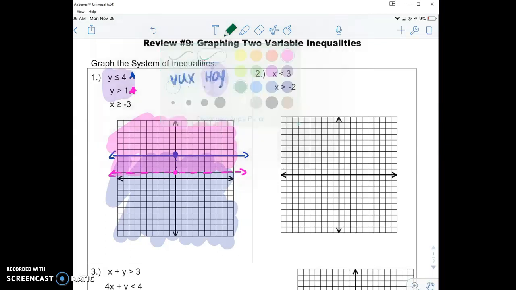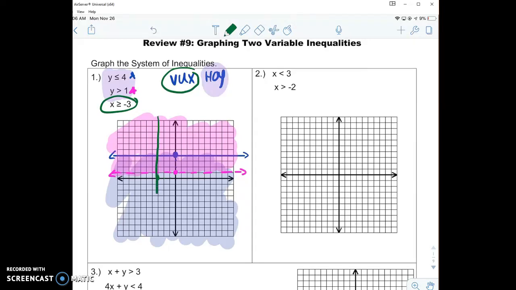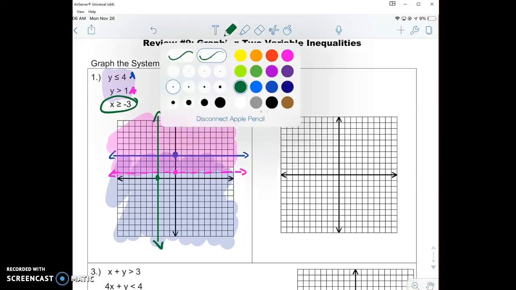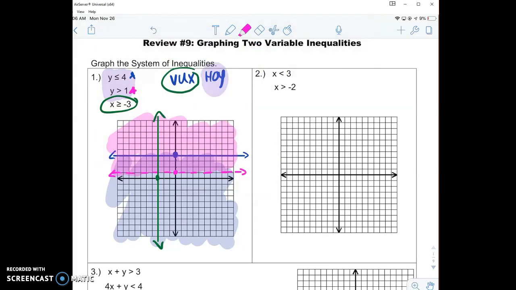My last line, x is greater than or equal to negative 3. This is an x equation, so this is a vertical line. I go to where x is negative 3. Greater than or equal to, so I need a solid line. And x values are bigger than negative 3, going to the right.